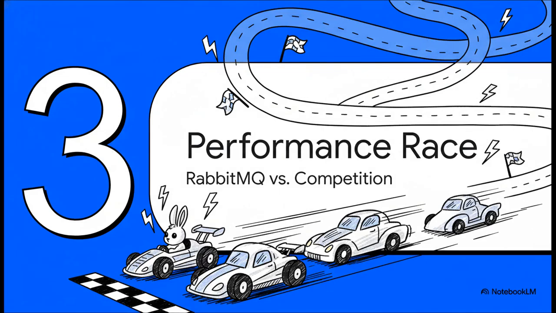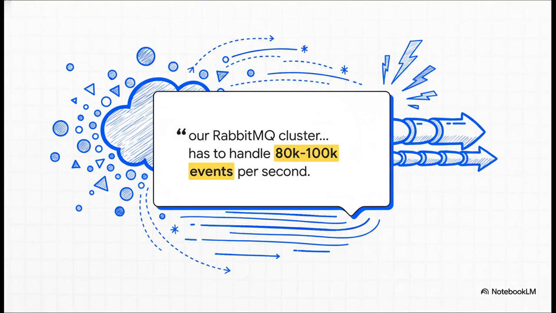So we've established RabbitMQ is flexible and it's super reliable. But how fast is it? Let's put it on the starting line and pit it against some of its biggest rivals in the high-speed messaging race. And listen, this isn't just some academic debate. This quote from a developer over on Reddit shows you the kind of scale we're talking about in the real world. A cluster that has to handle up to 100,000 events per second. At that level, performance isn't just a nice-to-have, it's absolutely everything.